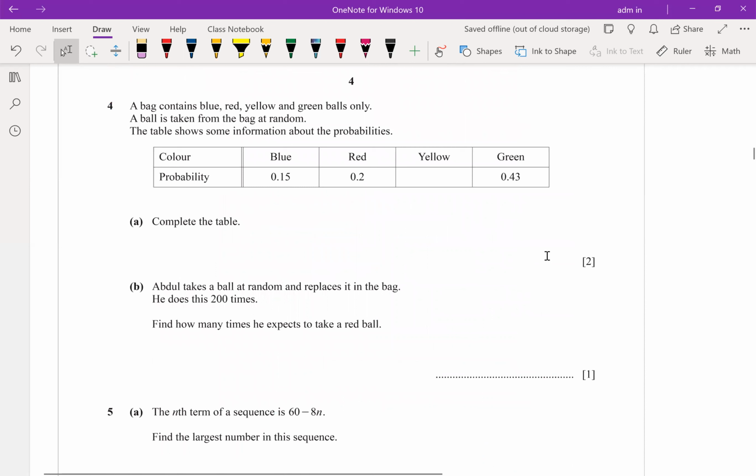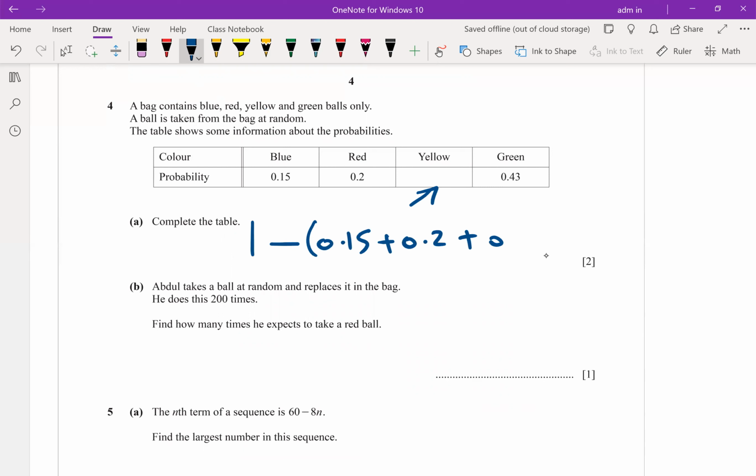We have a bag containing blue, red, yellow, green. The total sum has to be what? The total sum has to be 1. So how to get the probability of yellow? 1 minus (0.15 plus 0.2 plus 0.43). What is the final answer? 0.22.